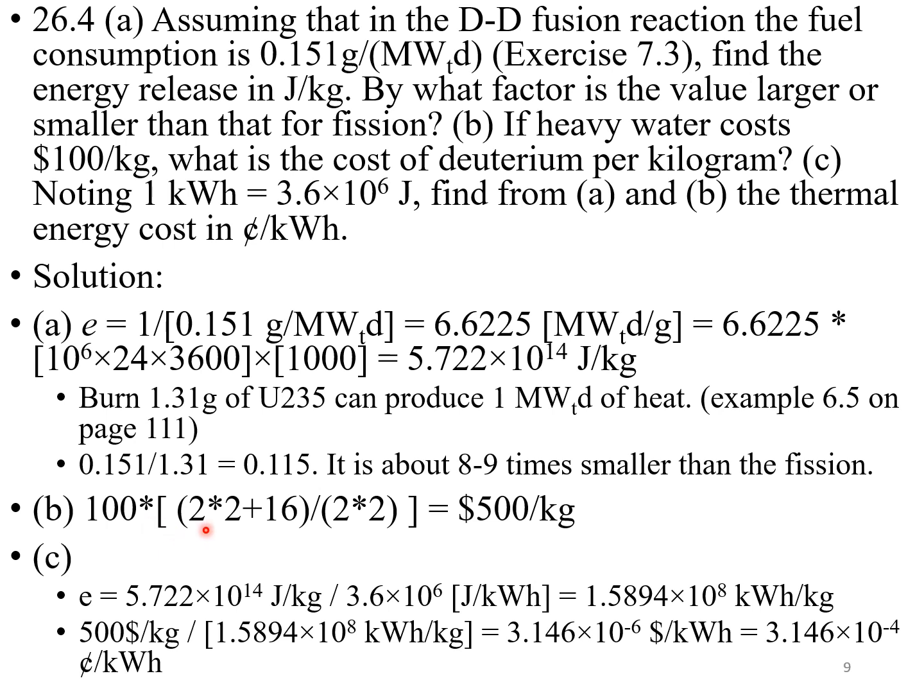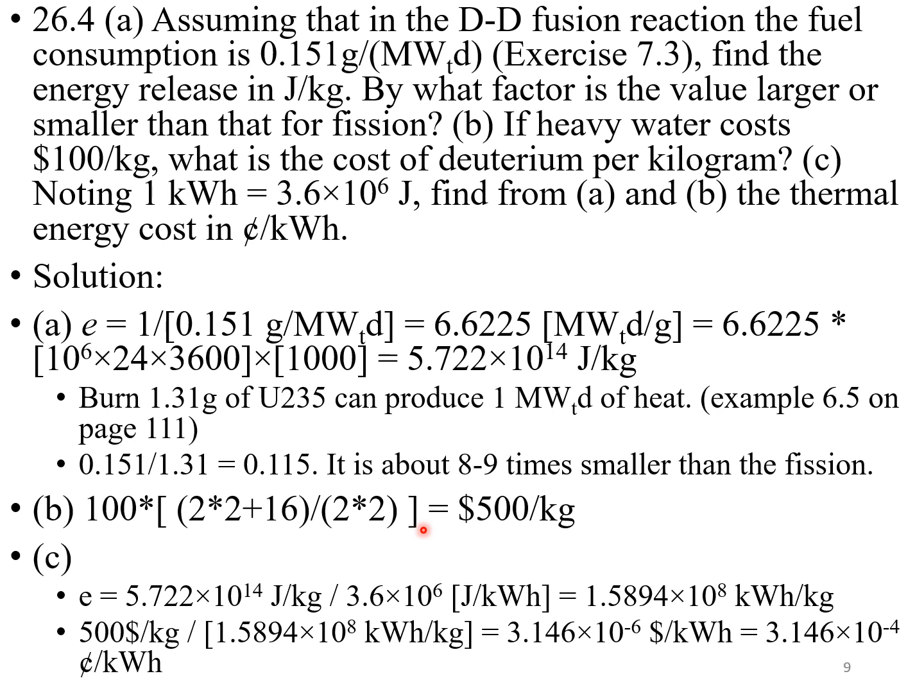That's dollar per kilogram times the total mass of the heavy water molecule over the mass of the deuterium inside the same molecule. Then you get $500 per kilogram, because only a small percentage of the mass is deuterium.